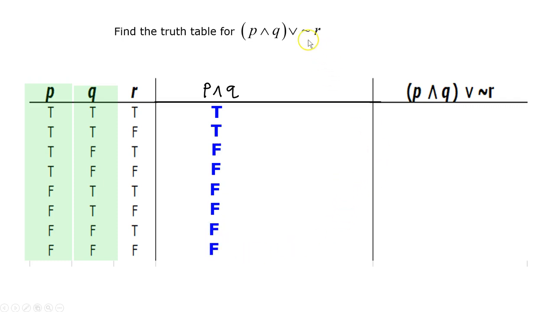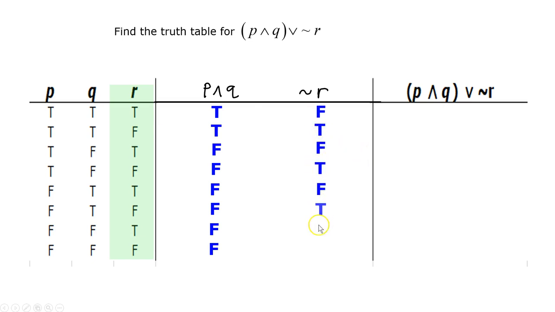The next thing I want to look at is not R. So I'm looking at this column so I can come up with this column here for not R. And again, all I'm going to do is just do the opposite truth value for each one of these. So this was true, so it's going to be false over here. This one's false, so it's true. And the rest go along the same lines.